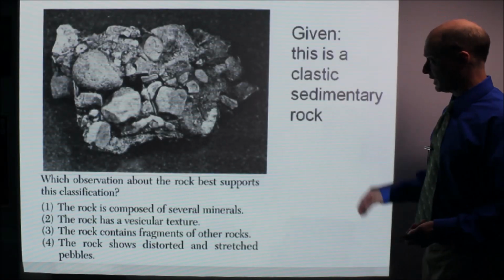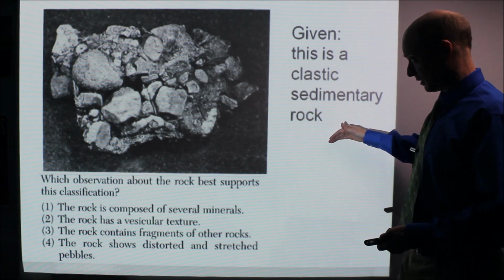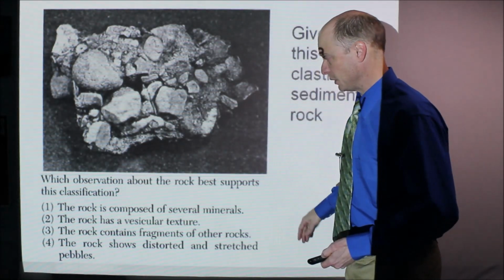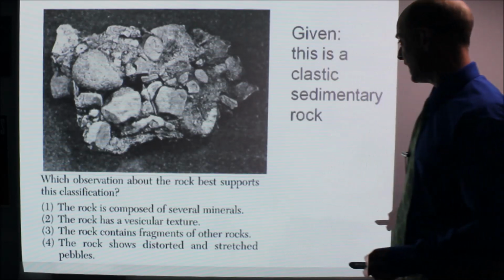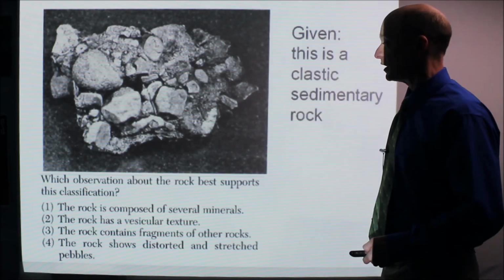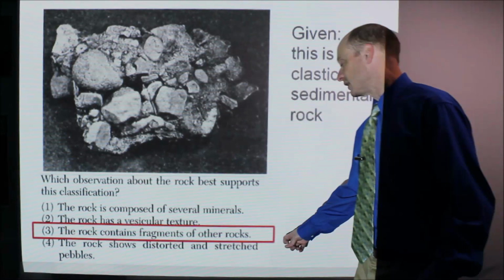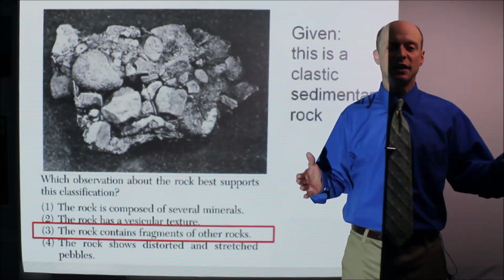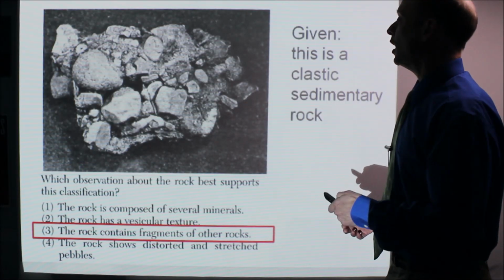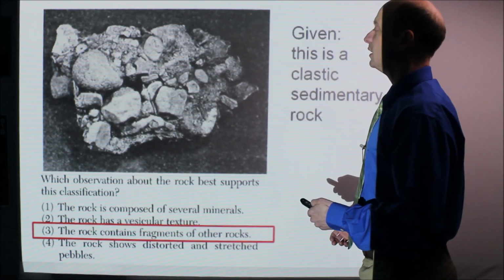Here are some questions. So given, it says this is a clastic sedimentary rock. In the description, it was in there. Which observation about this rock best supports this classification of it being a clastic sedimentary rock? And the answer is the rock contains fragments of other rocks. So this is the types of questions that we often see on the exam regarding sedimentary rocks.